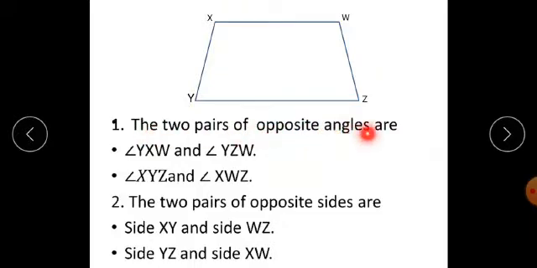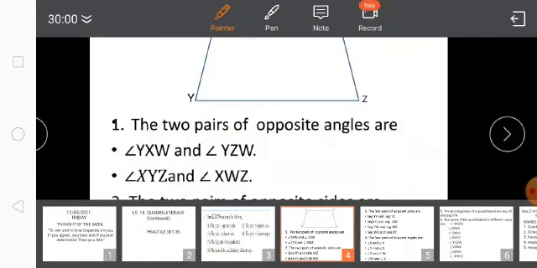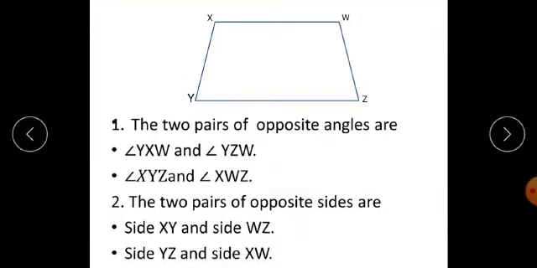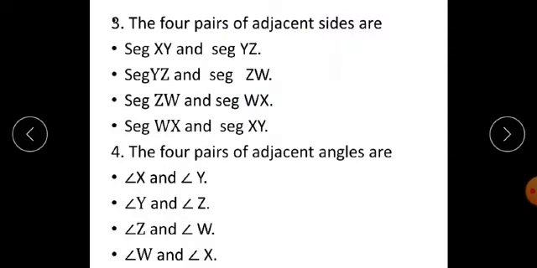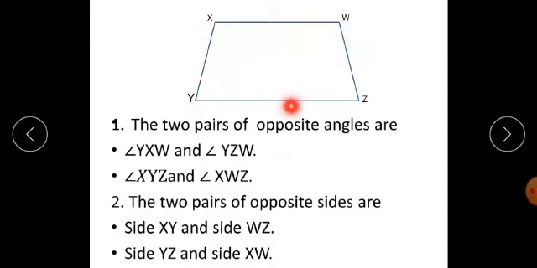The two pairs of opposite angles are angle YXW and angle YZW. This is the first pair, and the second pair is XYZ and XWZ. Answer to the second question: the two pairs of opposite sides are side XY and side WZ, and the second pair is side YZ and side WX.